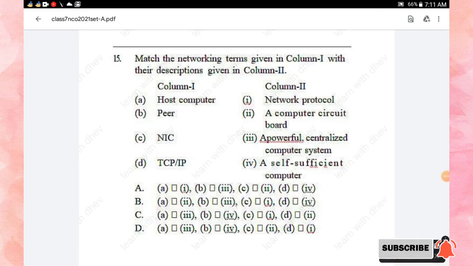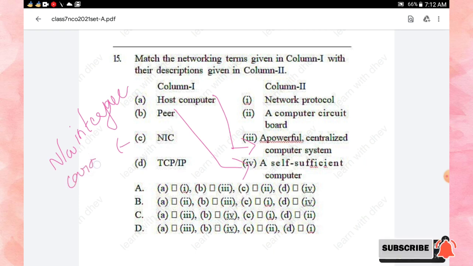Question number 15. Match the networking terms given in column 1 with the descriptions given in column 2. So in column 1, host computer. Host computer is a powerful centralized computer system. Then peer network is a self-sufficient computer. Then NIC. NIC is network interface card. It's a hardware component. Or you can say it is a circuit board or chip which is installed on a computer. So it's a computer circuit board.